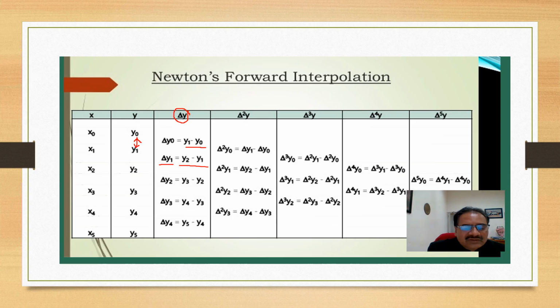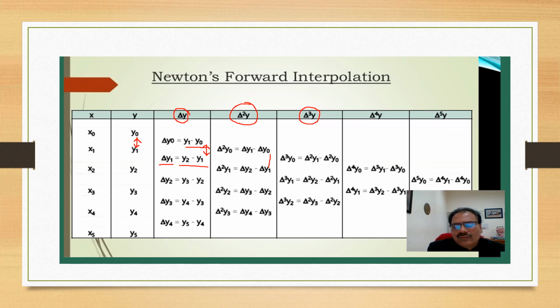Similarly, the same thing applies in between these, which gives del square y. The difference is del square y0, and del square y0 means del y1 minus del y0. Similarly, we can write del square y1, del square y2, del square y3. Now again, the higher order is del cube y. Del cube y0 means del square y1 minus del square y0, and similarly we can write del cube y1, del cube y2.